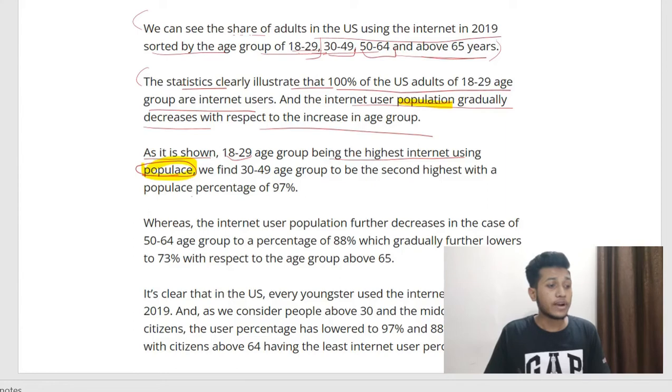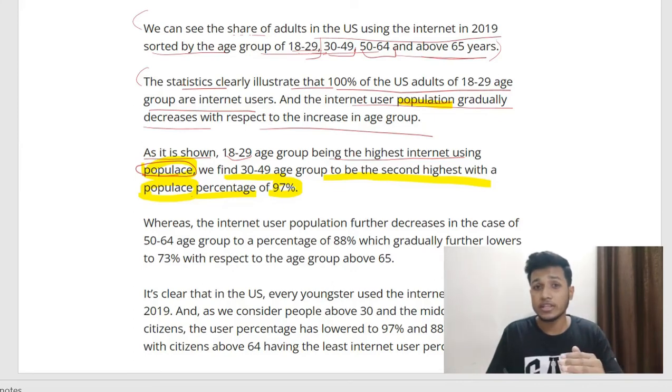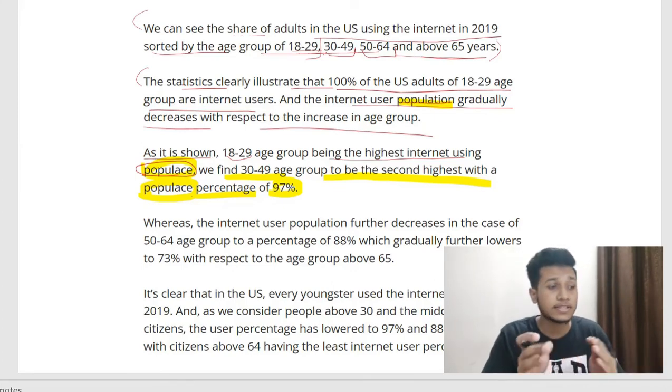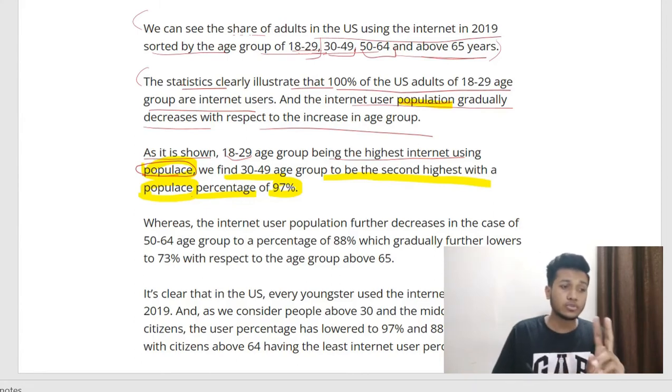We find the 30 to 49 age group to be the second highest with a population percentage of 97%. So here again I use the word populace. You can use something else as well. So now I mentioned the first one is the 18 to 29 age group using the internet at 100%, and the second highest is at the age of 30 to 49. The percentage of people using the internet is how much? 97. So these are the first and second ones I mentioned.